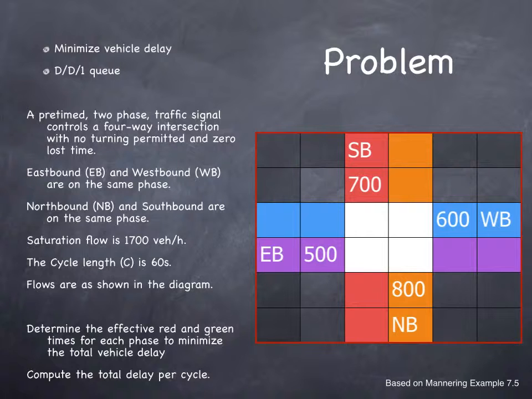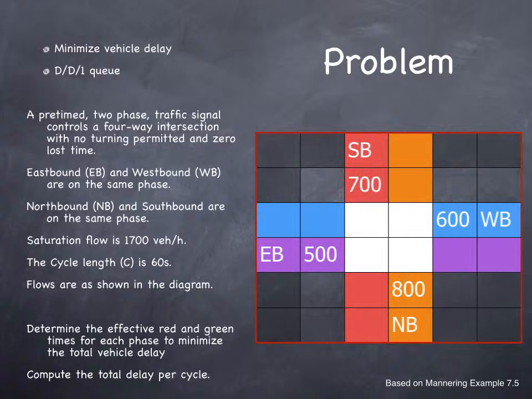So in this problem, we have a pre-timed two-phase traffic signal which controls a four-way intersection with no turning permitted and zero lost time. The eastbound and the westbound movements are on the same phase. Similarly, the northbound and southbound movements are on the same phase. Saturation flow is 1,700 vehicles per hour.